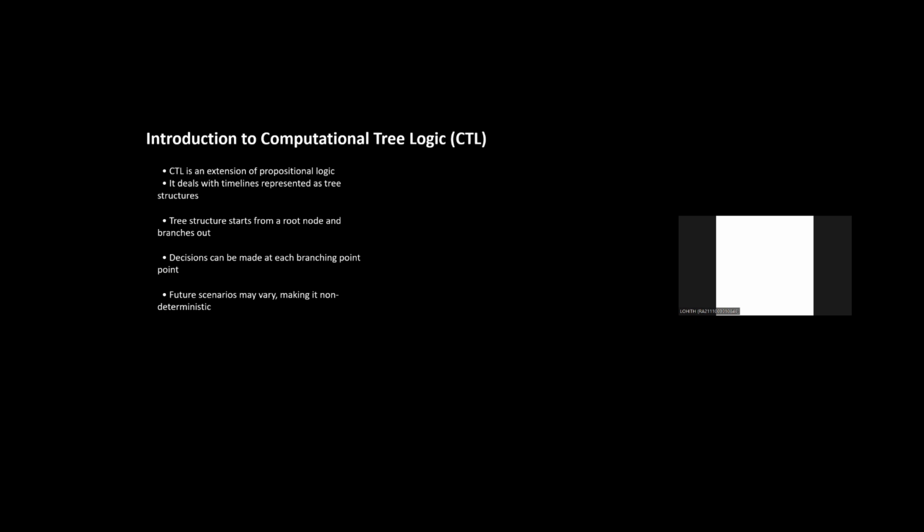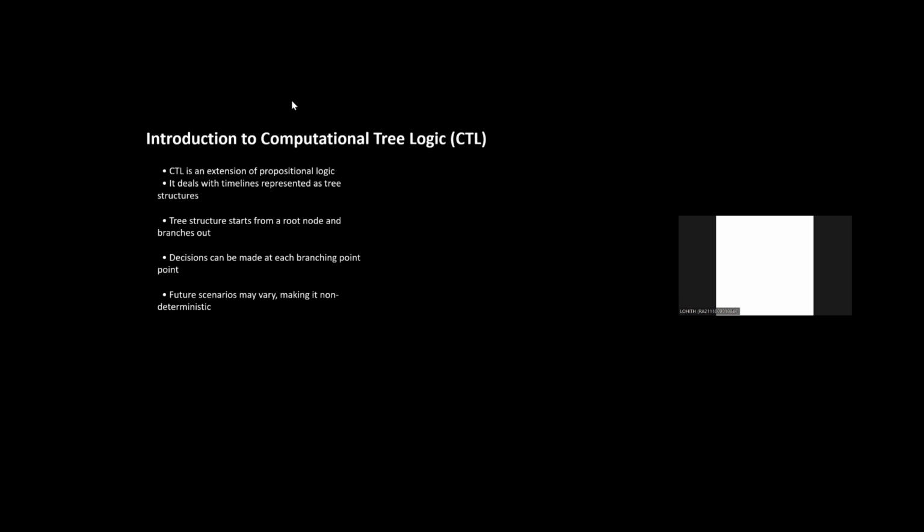Temporal aspects. Computational tree logic explicitly considers the temporal aspects of a system. It allows us to express properties and conditions that must hold at a specific point in the future. For example, you can specify that a certain condition always holds, for example, it will always be sunny, or that a condition will eventually be true, for example, the system will eventually reach a state where a task is completed.